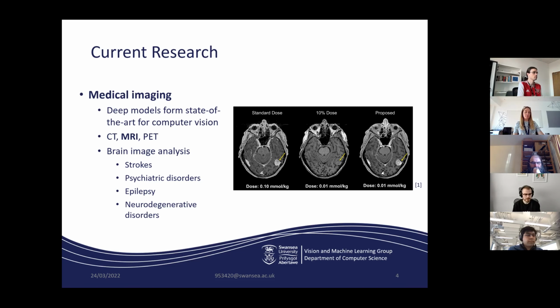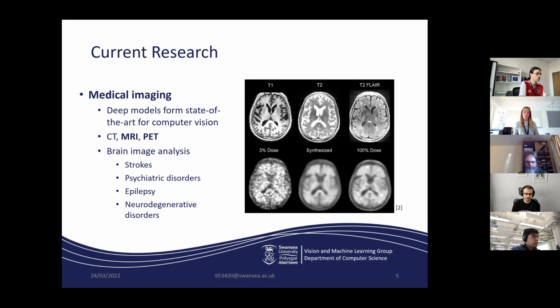This can be used particularly for stroke, psychiatric disorders, epilepsy. Brain imaging has a lot of different areas where it can be applied. Another similar example is taking the same kind of technique where we have an image of what would be a normal dose, 100% dose of some contrast agent, and given an image of a much smaller dose, in this case 3%, we can synthesize and improve this image to create one that looks very, very similar to that of a 100% dose. I just think these applications are really cool, and these kind of imaging techniques also translate to what I'm doing when I'm looking at time series.